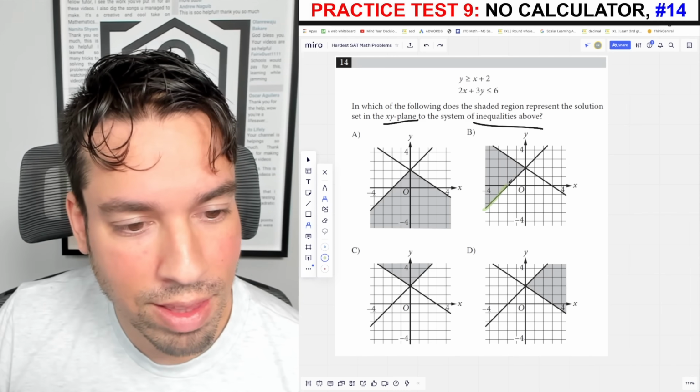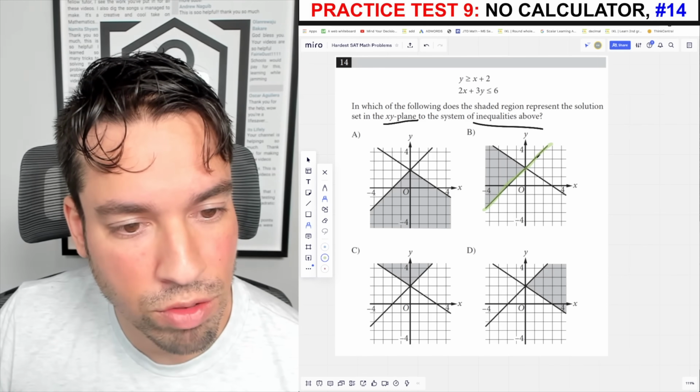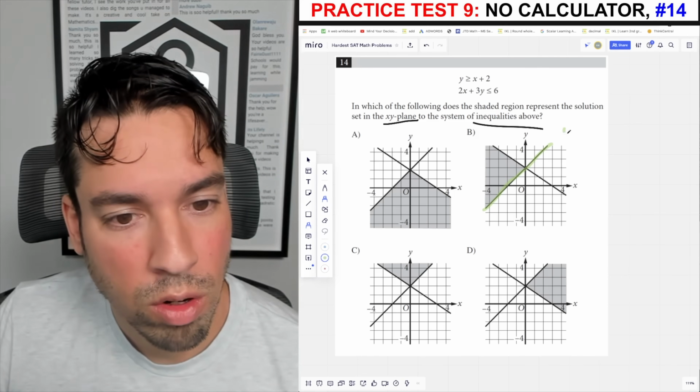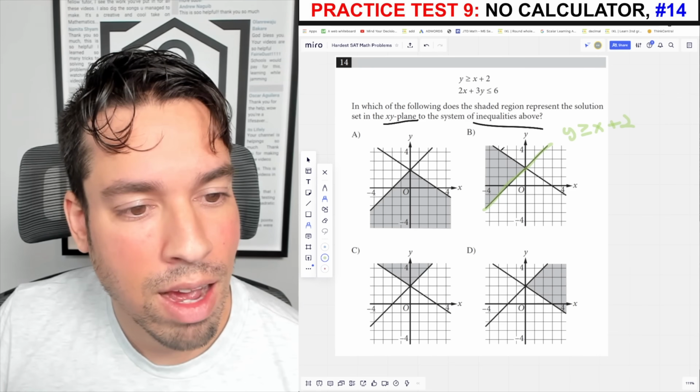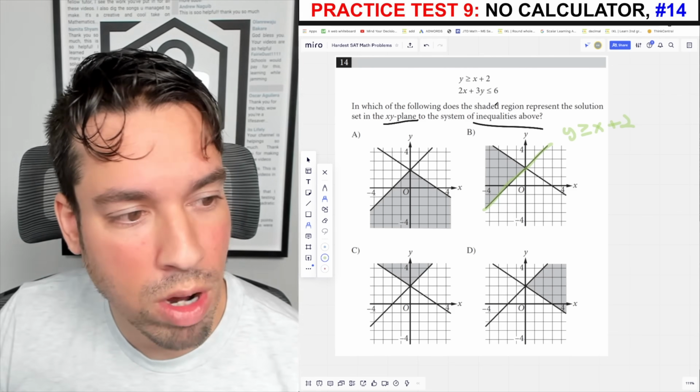So first of all, this line here, because it has a positive slope of 1 and a y-intercept of 2, represents y is greater than or equal to x plus 2. This is obviously represented by this line, but I don't want it in that format.